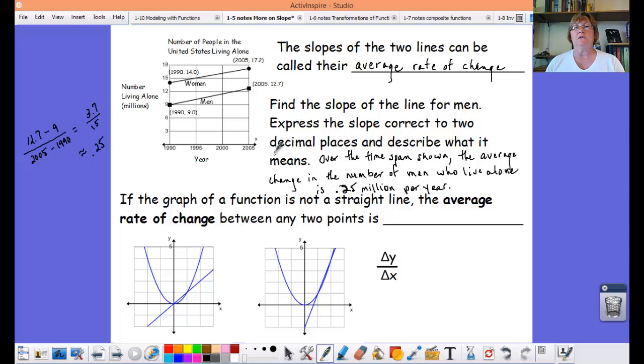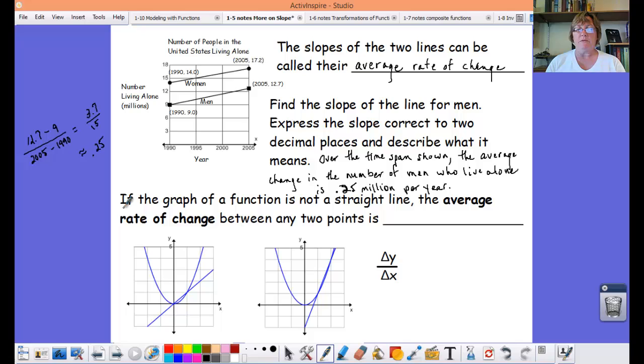As far as what that means in words, if you're looking at the actual number of people living alone over a time span of 15 years, it isn't always constant. Instead, it will be up and down, perhaps, up and down. But the average rate of change from start to finish is the slope of that line. What that means is, over that 15 years shown, the average change in the number of men who live alone is about 0.25 million per year. It's an increase of about 0.25 million per year.